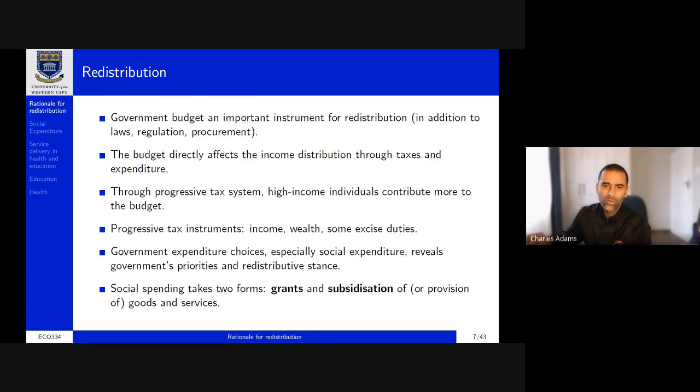And of course, social spending takes two forms. They can be in the form of grants and subsidies of goods and services. So grants would be a direct cash transfer, right? So that would be something like the child support grant or the old age pension. That's where government actually just gives money to people, right? Subsidization would be something where government subsidizes some activity to the benefit of less well-off people, or to the benefit of all citizens. And the two most prominent examples of subsidizing activities would, of course, be providing services such as health and education, and of course, policing.